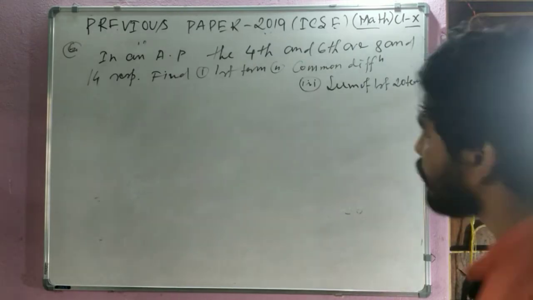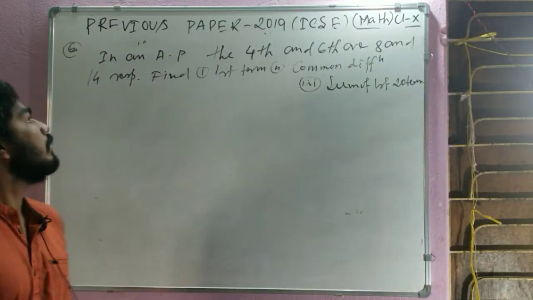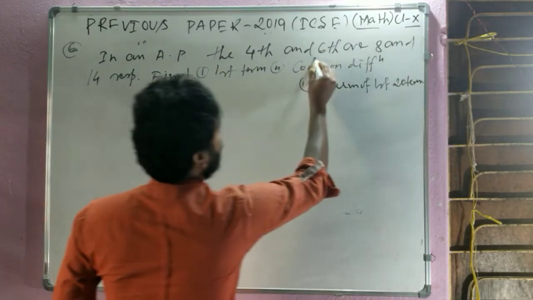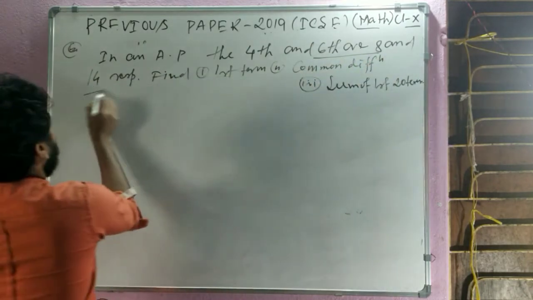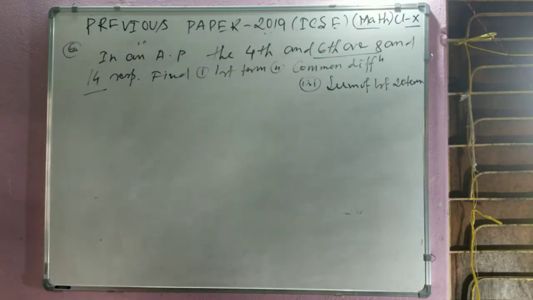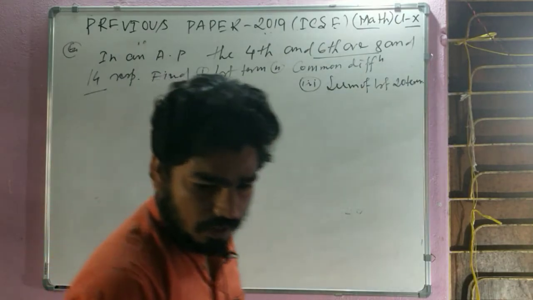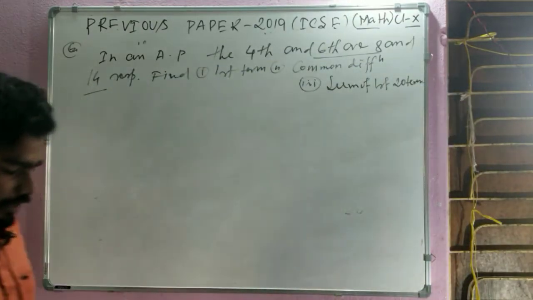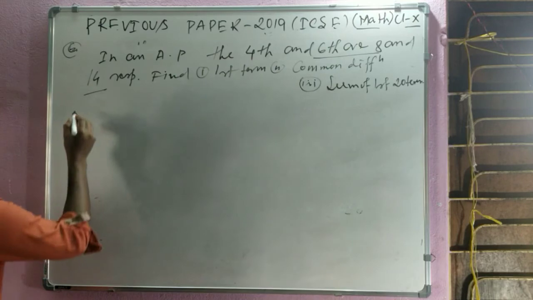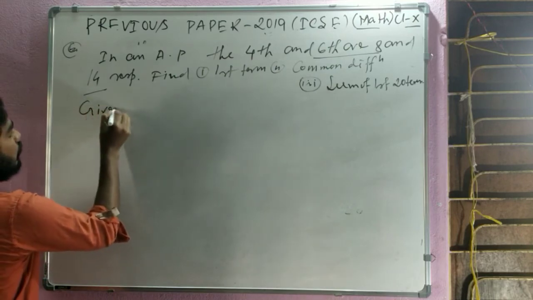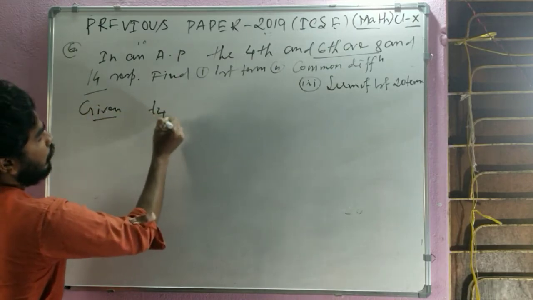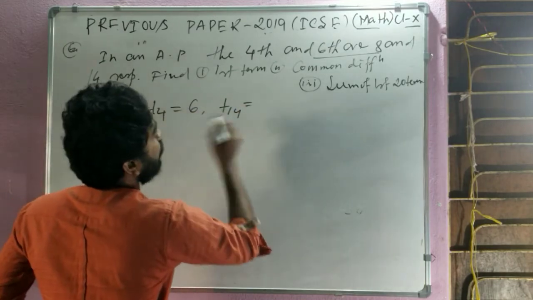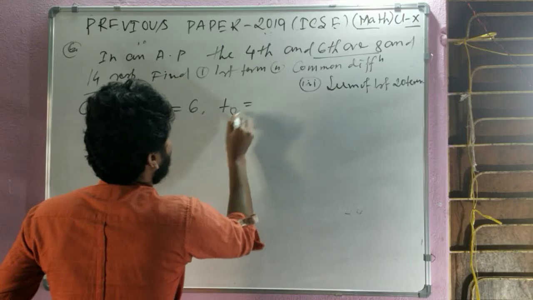Next question from AP and GP. In an AP, the fourth and the sixth term are 8 and 14 respectively. Find the first term, common difference and sum of the first 20 terms. So given T4 equal to 8, T6 equal to 14.